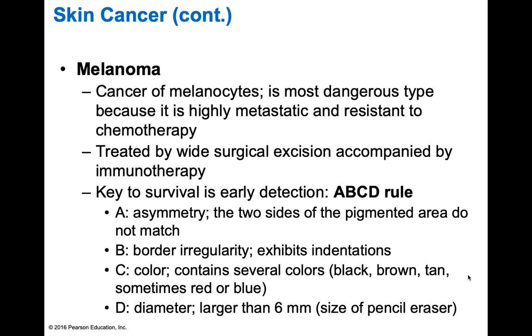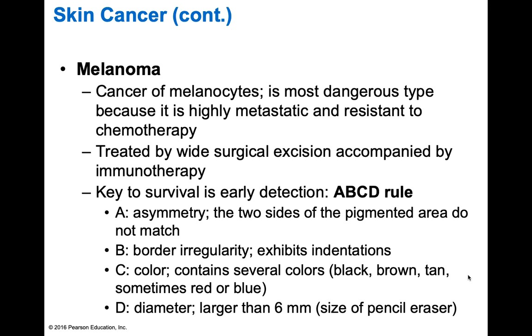A is for asymmetry. If you have two sides of the pigmented area that do not match, that's a cause for concern. B is for border irregularity. If you have irregular indentions on the surface, then that's a cause for concern. C is for color. It contains several colors like black, brown, tan, sometimes red or blue. If there's more than one color in whatever is happening on your skin, maybe get it checked out. Always better to be safe than sorry.